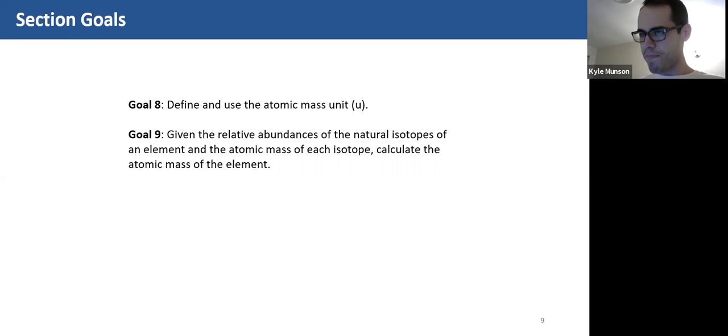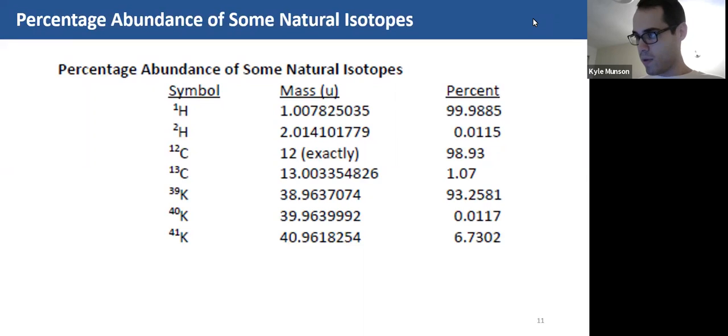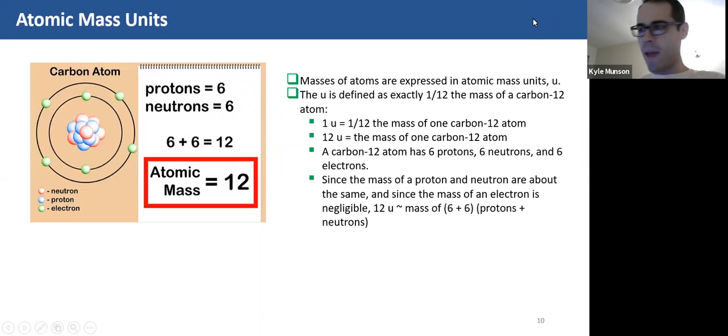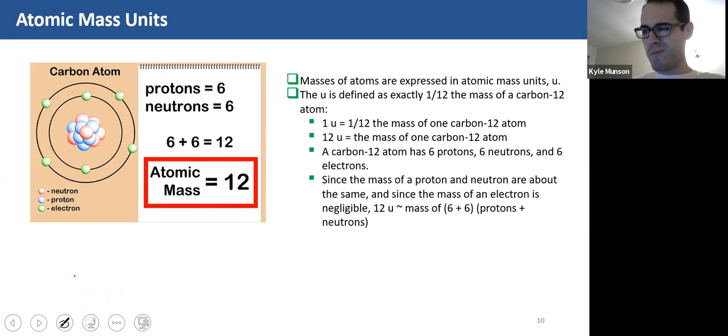So here we go. Masses of atoms are expressed in atomic mass units. That helps because the mass of a proton and neutron, like we saw, is incredibly tiny, so it's easier to define mass this way. It's with units of U, and U is defined as exactly 1/12 the mass of a carbon-12 atom.